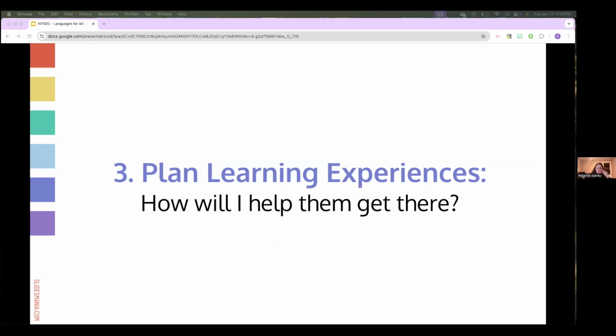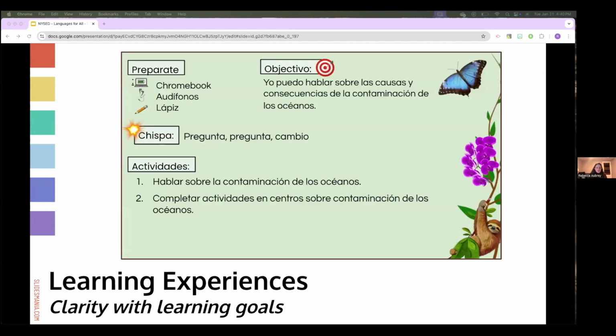The last area we're going to talk about in the next 10 minutes I have is the learning experiences, how we're going to get students there. And hopefully this will be more the area where you can share some things that you might want to try over the next week.